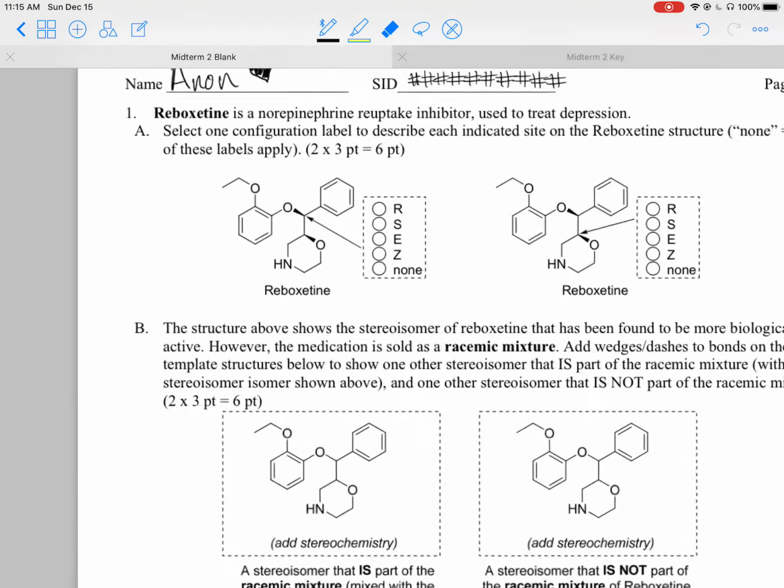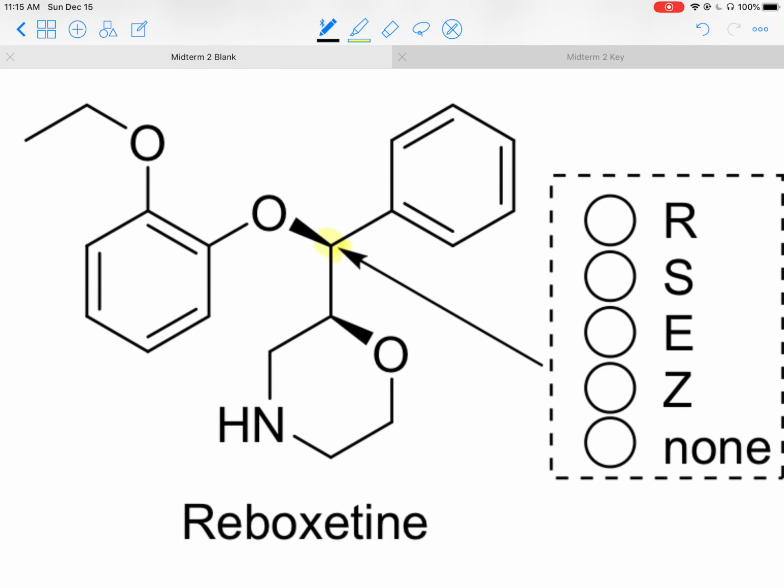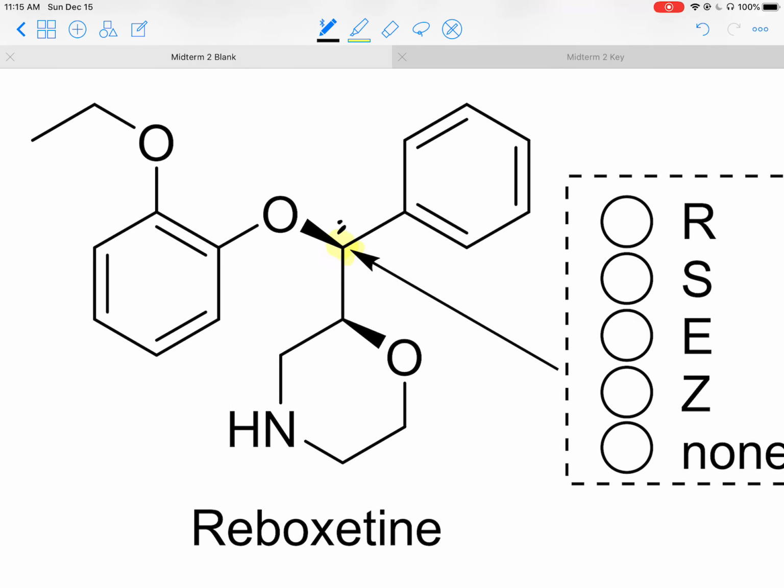So here we go. The first question of the second midterm is asking you to assign the configuration for this carbon. First, let's double check that it is a stereocenter. There's one implied hydrogen that's going to be right behind that oxygen, because there are two in-plane bonds and one that's wedged. So there's going to be one that's dashed, and that's what the implied hydrogen is going to be on.